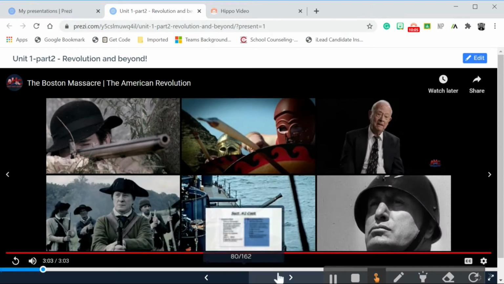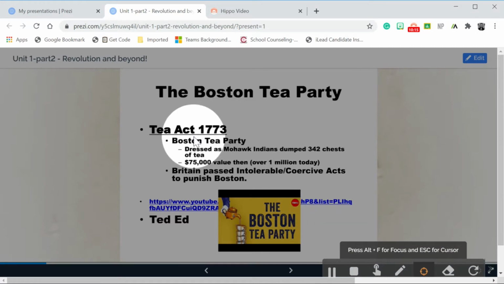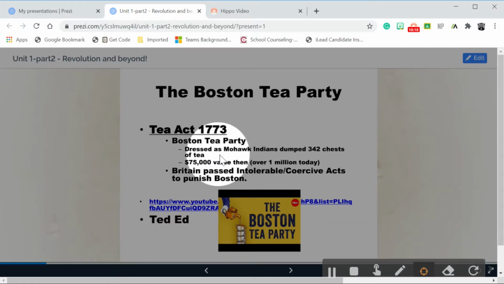Okay, so that's just some more background on the Boston Massacre. All right, so the next thing you got going on here is going to be the Tea Act of 1773. This is a tax on tea, which led to the Boston Tea Party. Sons of Liberty, dressed as Indians, dumped approximately 342 chests of tea into Boston Harbor, valued at over $1 million today. What did Britain pass to punish them? It was known as the Intolerable Acts, to punish Boston.